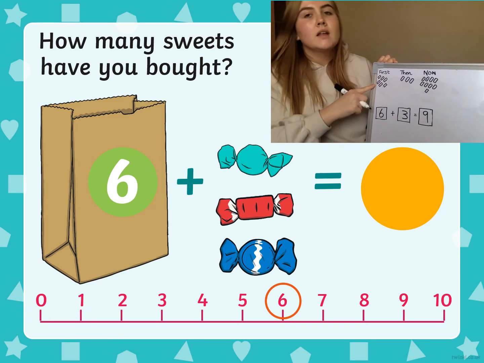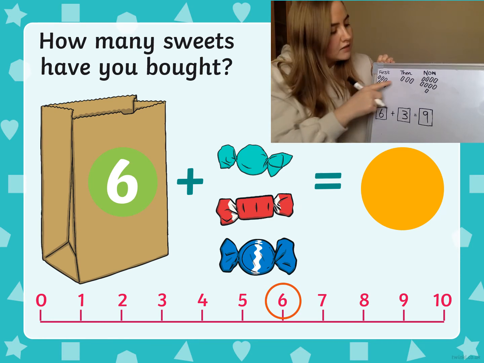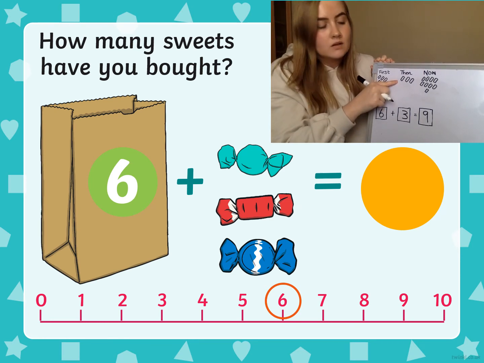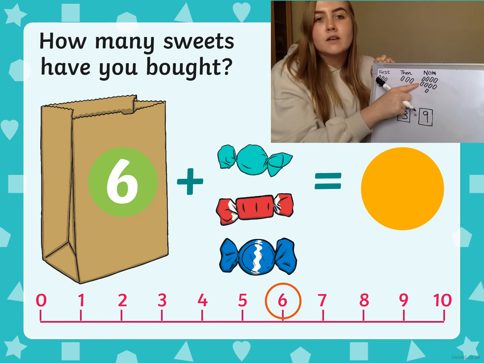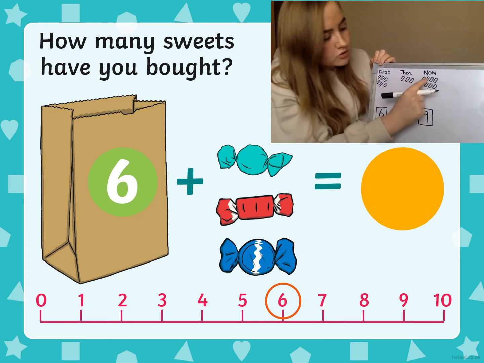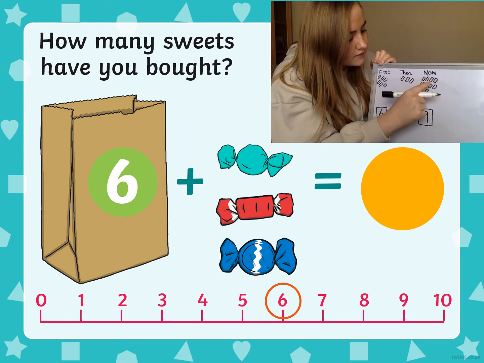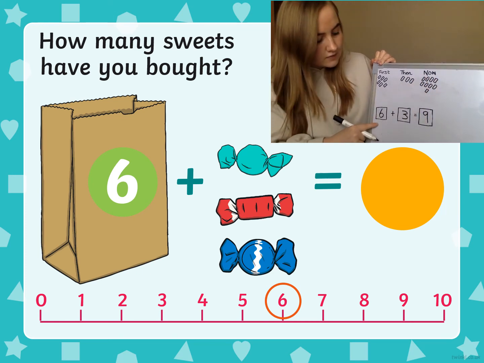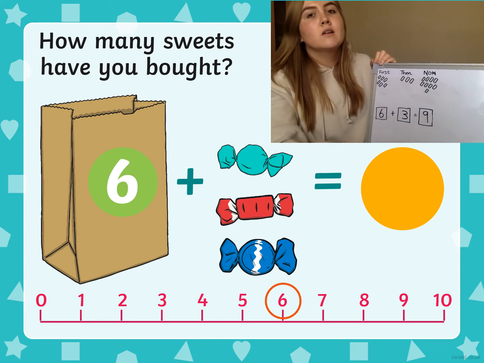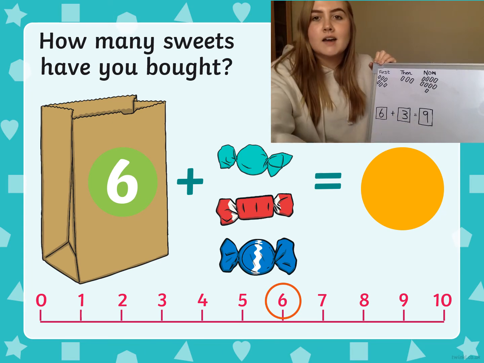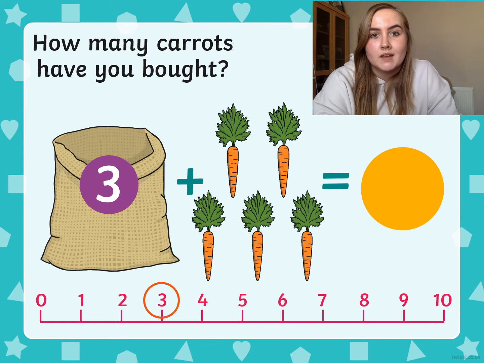So first we had 6 sweets in our bag, then we needed 3 more sweets. All together now we have 9. So let's count to make sure I've got 9 here. 1, 2, 3, 4, 5, 6, 7, 8, 9. So 6 add 3 equals 9. Amazing. Now I would like you to try and work this out by yourself.